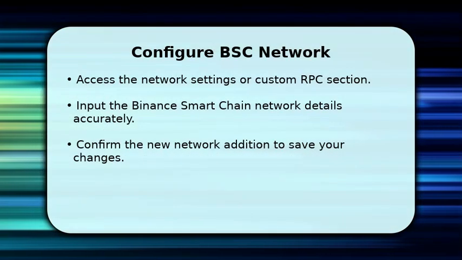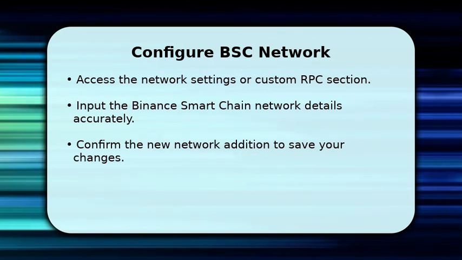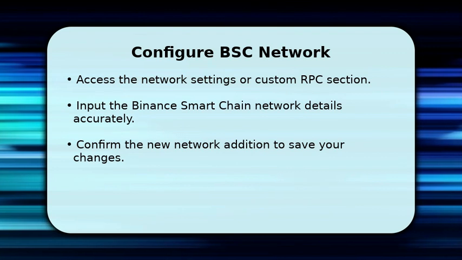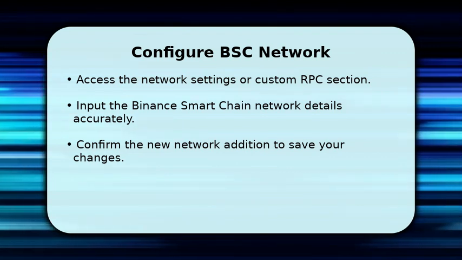Next, you'll need to access the network settings or the custom RPC section within the dApps browser. Here, you will input the specific Binance Smart Chain network details. This includes the network name, RPC URL, chain ID, symbol, and block explorer URL. Double-check all the information for accuracy before proceeding. Finally, confirm the new network addition to save your changes and establish the connection.